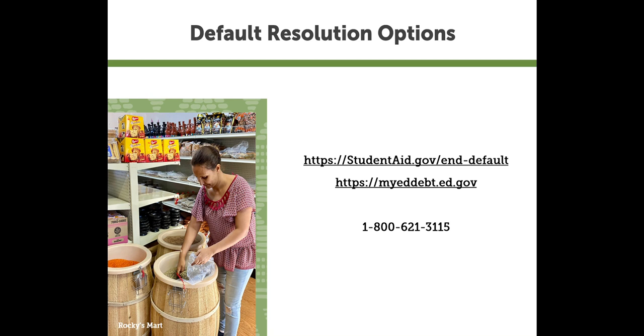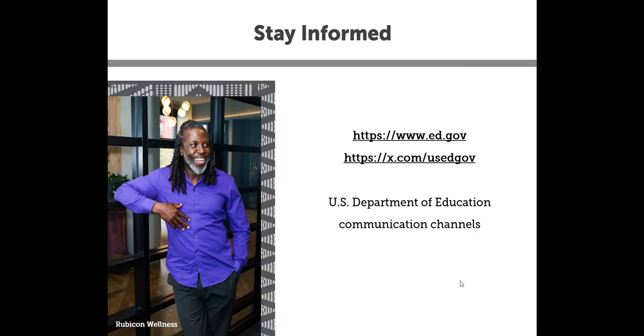And always make sure you are communicating with your loan servicer, the Federal Student Aid Office, or another authorized entity, as this information about you and your student loan account is very sensitive, and scammers may try to contact you offering to help. Check these communication channels from the Department of Education periodically for the most up-to-date information.